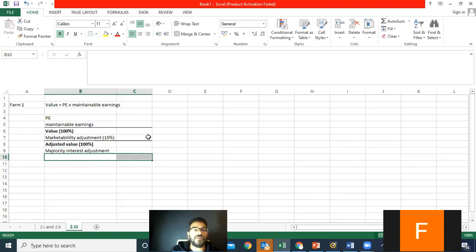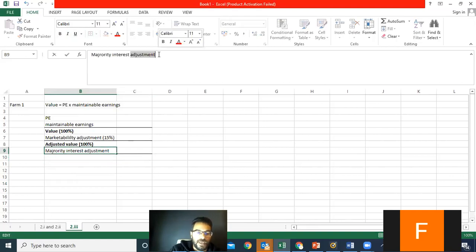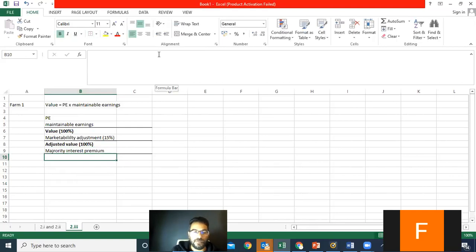So remember, a marketability adjustment, you will decrease. It's a negative. It will reduce the value. A majority interest will increase the value, because we call it a majority interest premium. So you're going to pay the company a premium because you're acquiring a majority interest. So generally, that is what companies will charge you, a premium, because you are acquiring a majority interest. So it'll typically be around 10%.